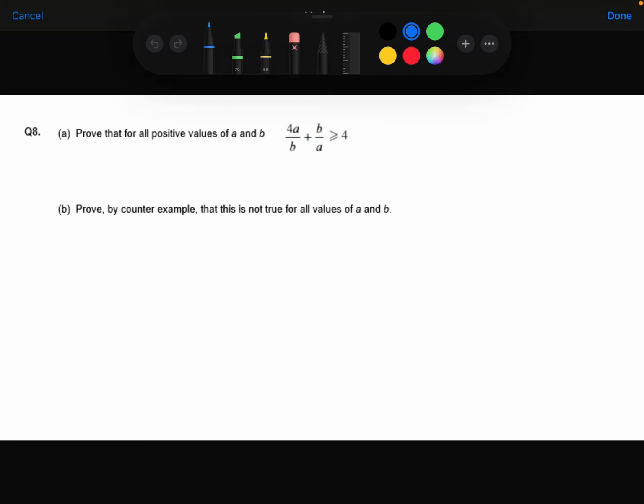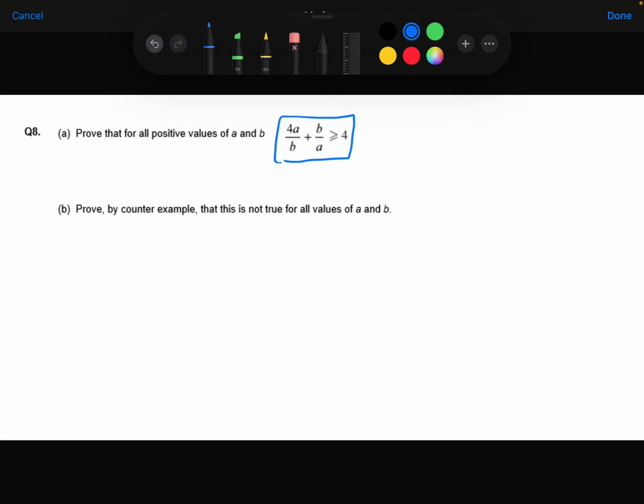Part A, prove that for all positive values of A and B, 4A over B plus B over A is greater than or equal to 4. So this is the result that I'm trying to prove, but I'm not entirely sure where my starting position for this is going to be. So this is one of those reverse engineering type questions.